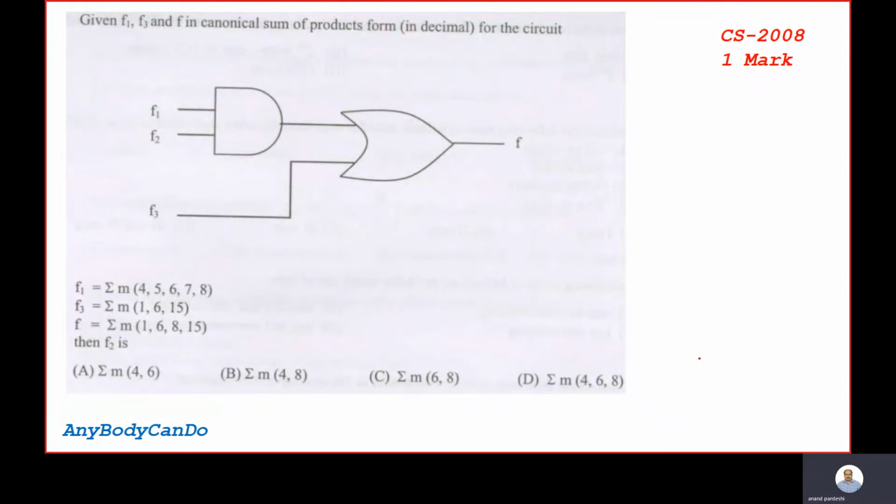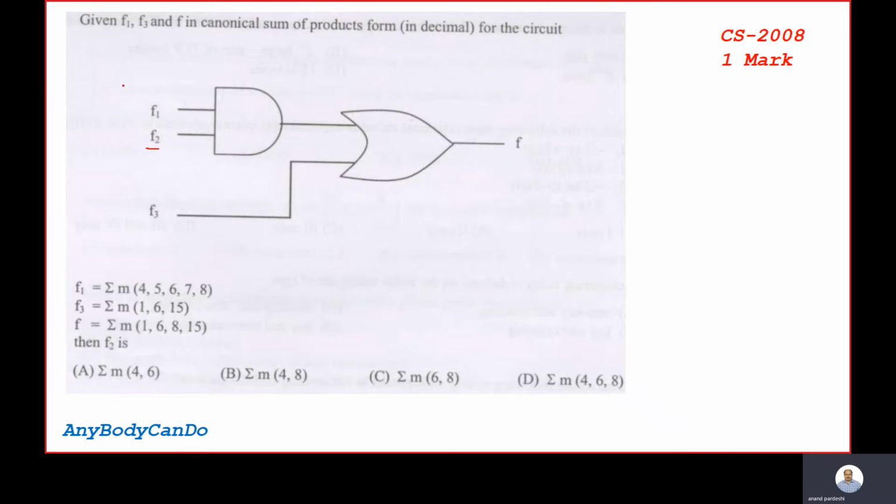In this video, I am going to discuss a question from GATE CS 2008 for 1 mark. This question is from Digital Logic. Very simple and straightforward question. In this question, they have given F1, F3 and F in canonical sum of products form in decimal for the circuit, and we need to find out the F2. Very nice question. So here we will solve this question.